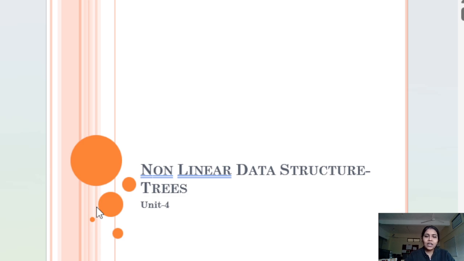We start non-linear data structures in DSPD. What is a non-linear data structure in DSPD? There are two types of non-linear data structure: trees and graphs. We will discuss the trees. In this session we discuss the trees.